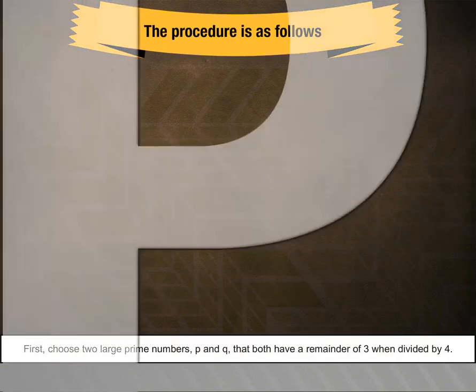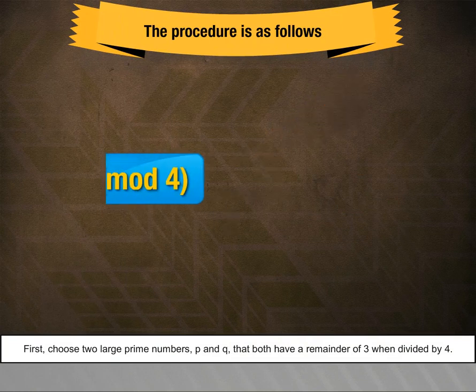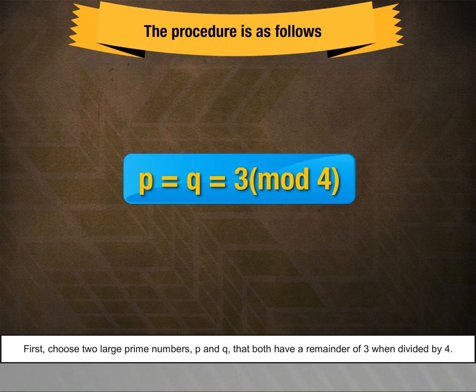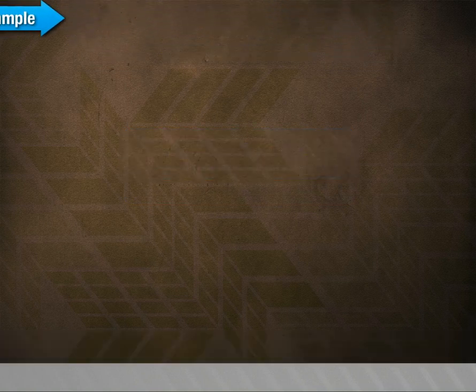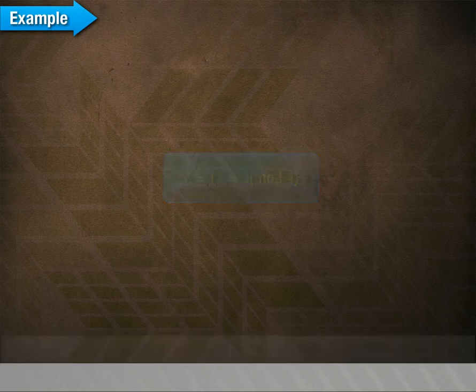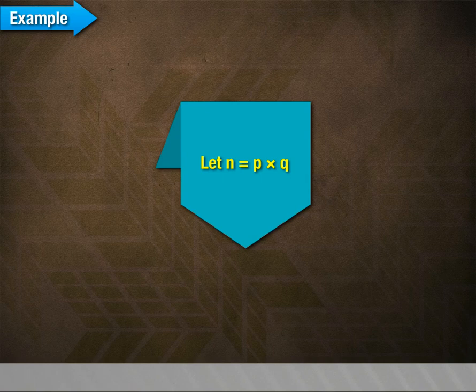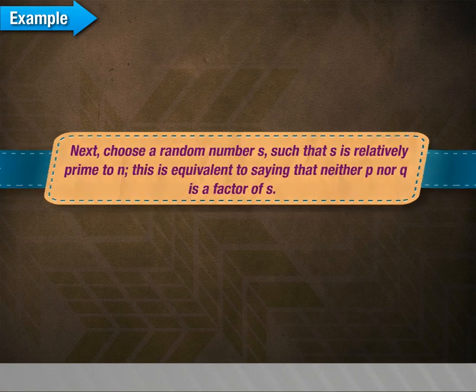First, choose two large prime numbers p and q that both have a remainder of 3 when divided by 4. p is equal to q is equal to 3 mod 4. This notation simply means that p mod 4 is equal to q mod 4 is equal to 3. Example: the prime numbers 7 and 11 satisfy 7 is equal to 11 is equal to 3 mod 4. Let n be equal to p times q. Next, choose a random number s such that s is relatively prime to n. This is equivalent to saying that neither p nor q is a factor of s.